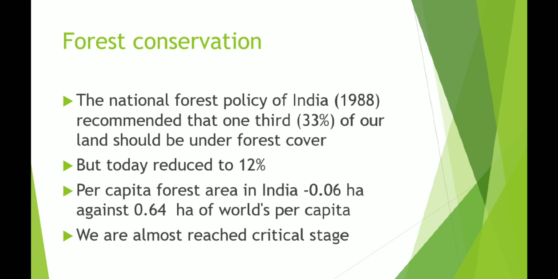Forest conservation. The National Forest Policy of India 1988 recommended that one third of the land should be under forest cover, which is about 33%. But today it is reduced down to 12%. The per capita forest area in India is 0.06 hectare, as against 0.64 hectare of the world's per capita. We almost reached the critical stage.